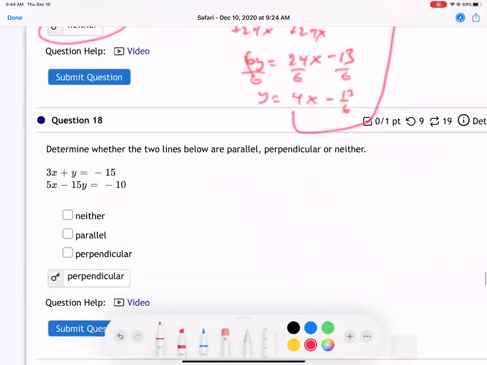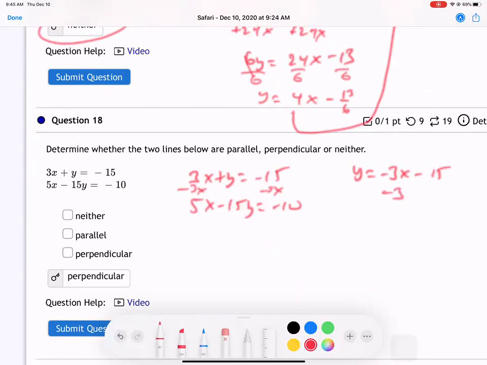Okay, let's go check out this next one. 3x plus y is equal to negative 15, and 5x minus 15y is equal to negative 10. Okay, so I don't know what the slopes are, so let's go ahead and solve it. y is equal to negative 3x minus 15. How did I do that? Because I subtracted 3x from both sides. So we know the slope is negative 3.